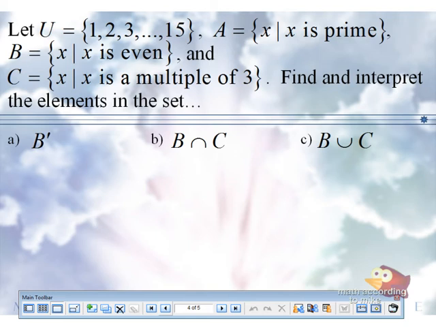Let U be the elements 1 through 15, whole numbers. A is a set of prime numbers. B is a set of even numbers. C is the multiples of 3. Find and interpret the elements in a set.